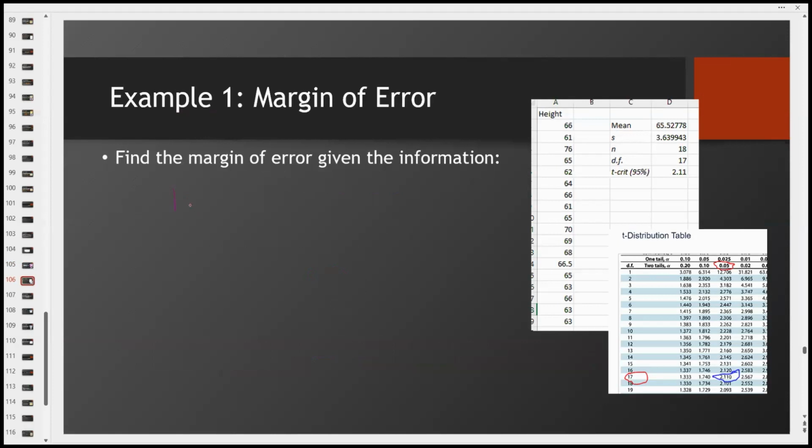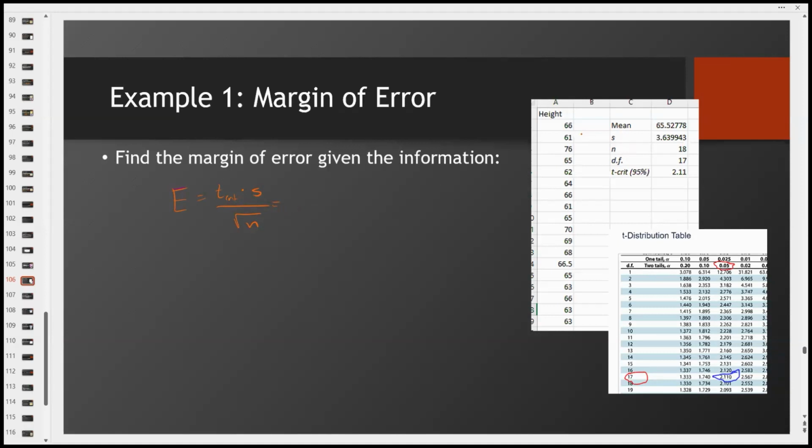So let's say we want to find the margin of error here. There's our critical t value times the sample standard deviation divided by the square root of n.